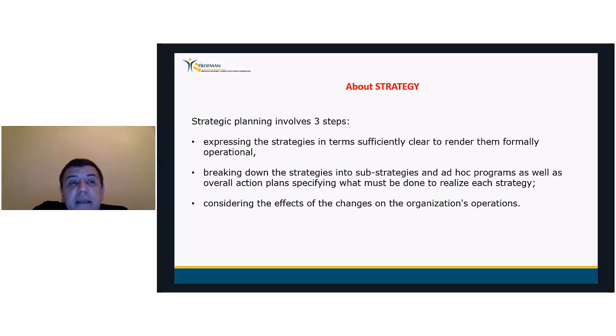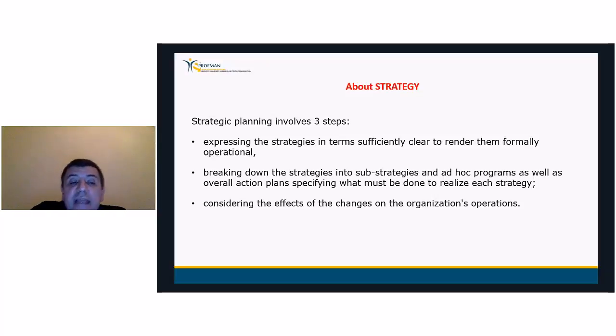Strategic planning involves three steps also. One of them is expressing the strategies in terms sufficiently clear to render them formally operational. The second one is breaking down the strategies into sub-strategies and ad hoc programs, as well as overall action plans, specifying what must be done to realize each strategy. And the third one is considering the effects of the changes on the organization's operations.